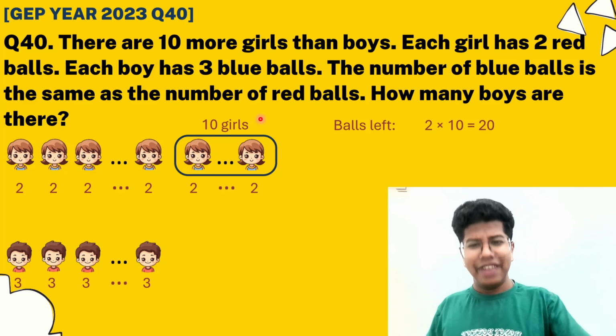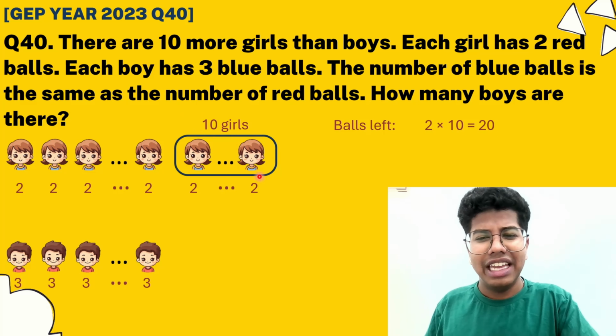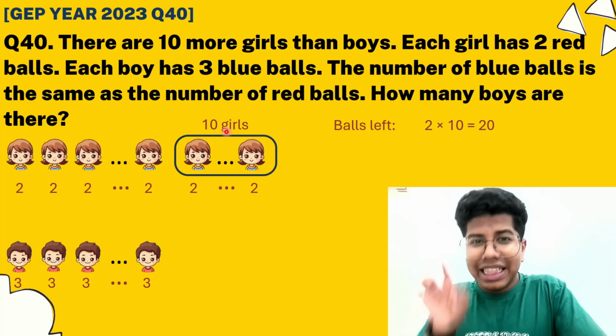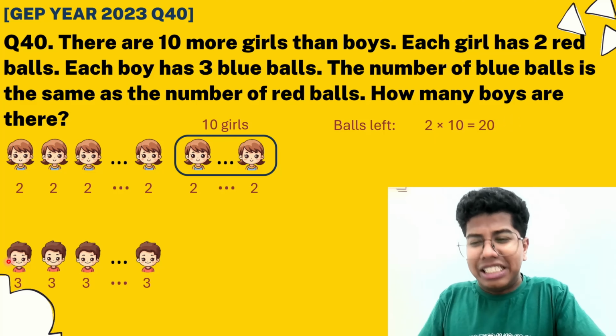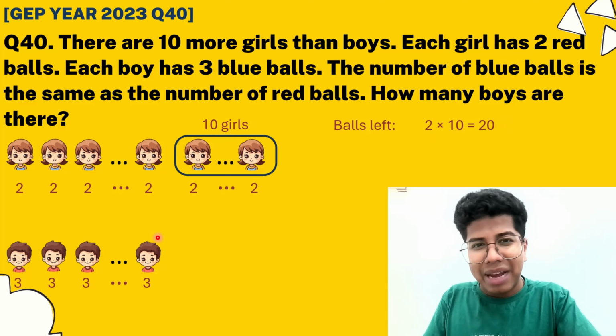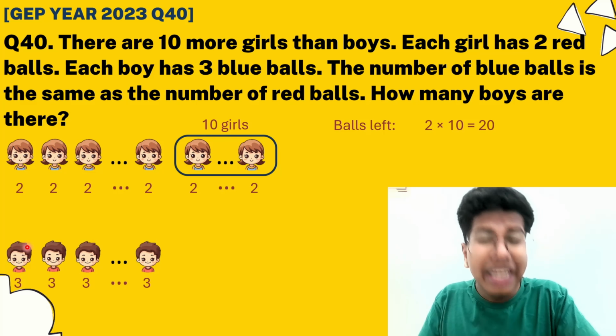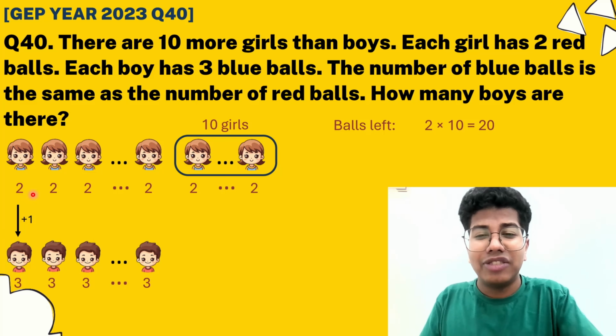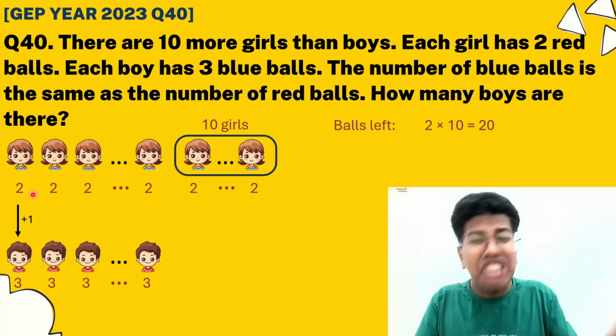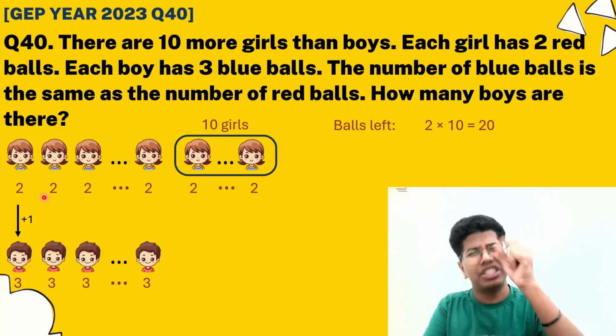Now, let's say there is no extra part, let's say I remove this part here. This means this 20 balls will be distributed to each of the boys that are present. But for the boys, how much does each boy need? Yes, we can find out the difference from 2 to 3. What is the single change? Yes, the change is just 1.